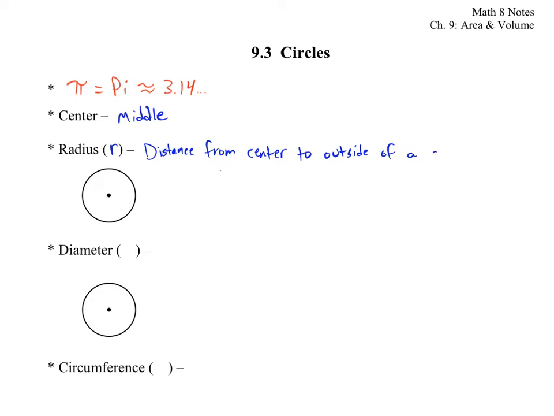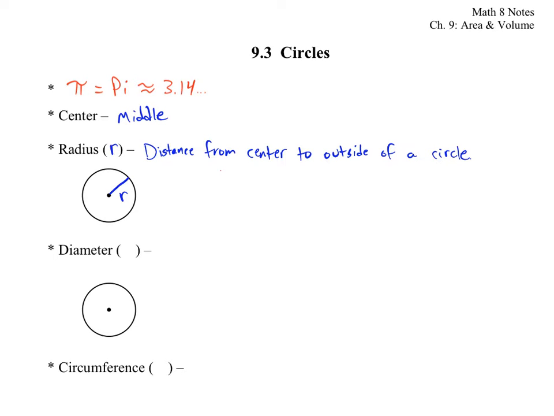So the distance from the center to the outside of a circle. Later on in geometry class, you have to learn definitions for different shapes. For a circle, the definition is something along the lines of all the points in a plane, so all the points in a flat surface, that are a given distance, the radius, from a given point, the center. But if you want to label radius on your notes, you could draw a line from that center to the outside and then put a lowercase r by it.